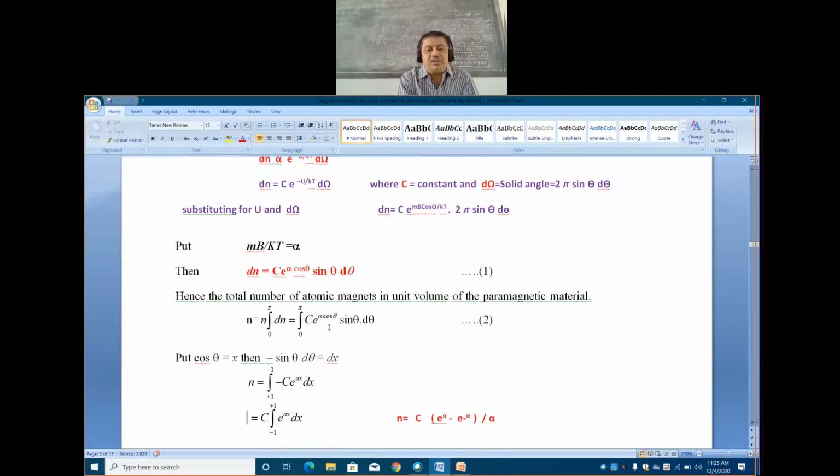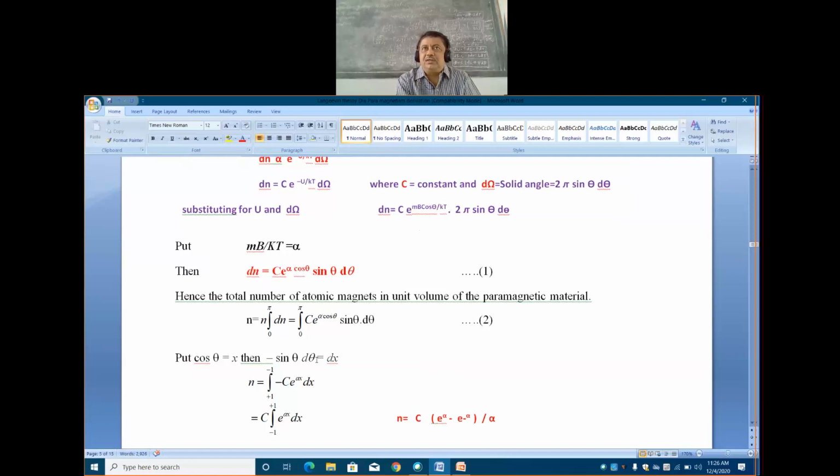We put cos theta as x. Then dx is minus sin theta d theta. Cos theta we have substituted as x, so dx is minus sin theta d theta. We substitute these back in the previous equation for n, that is the integral from 0 to pi of c e raised to alpha cos theta, where cos theta is x, and sin theta d theta is minus dx. Minus sin theta d theta is dx.